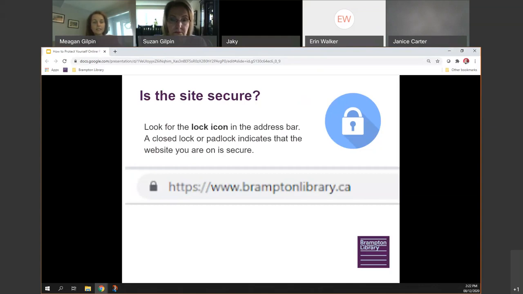The lock here means that the website you're using is encrypted, which is what we want. If you don't see it, the site you're communicating with may not be the intended website, and your data isn't safe from being intercepted. Does everybody understand where you would see that? Just to the left of the URL address.